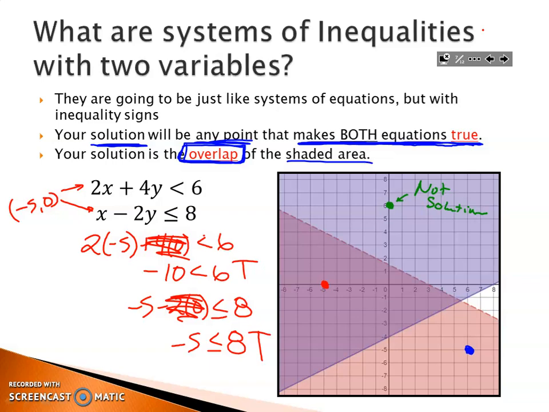So what we're going to do on these is you're going to graph one of the lines, figure out where it's shaded. Then you're going to graph the other line and figure out where it's shaded. And your solution, all the points that are in the overlapped part, are going to be your answers.